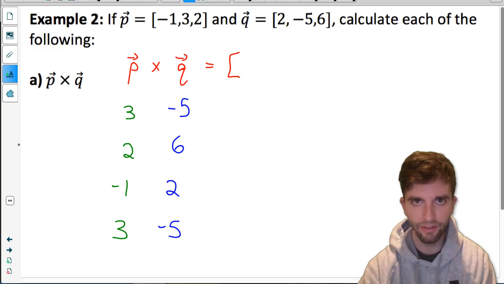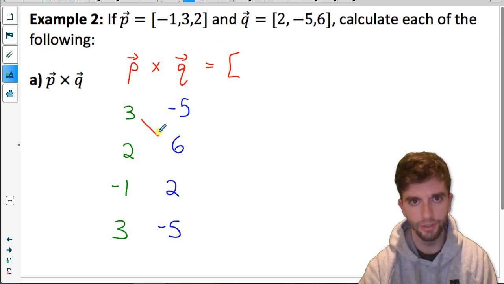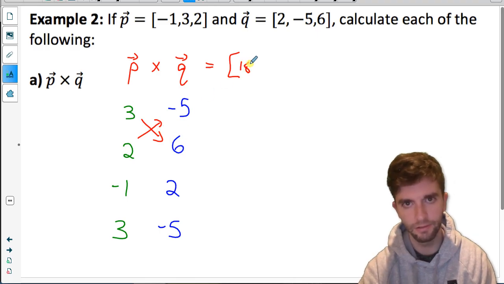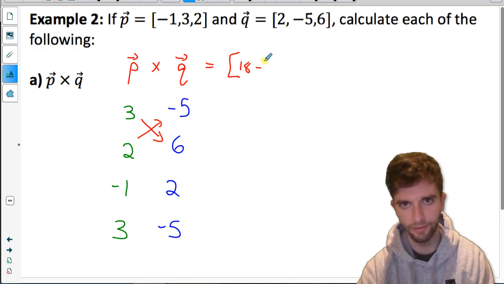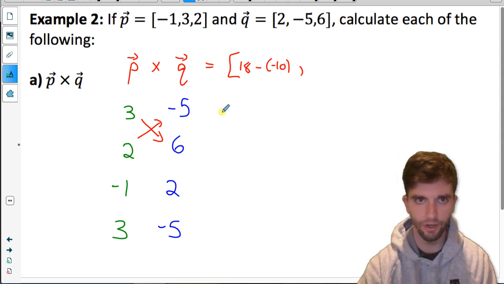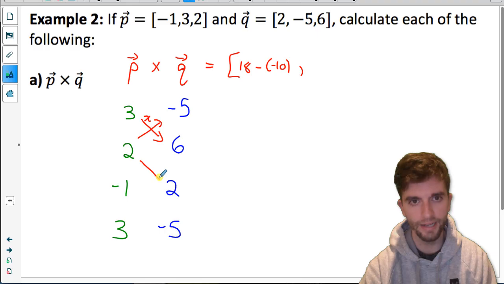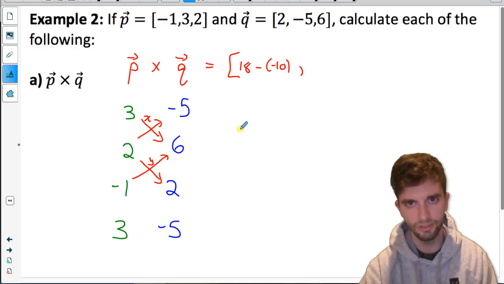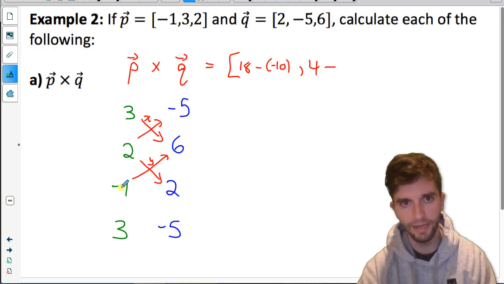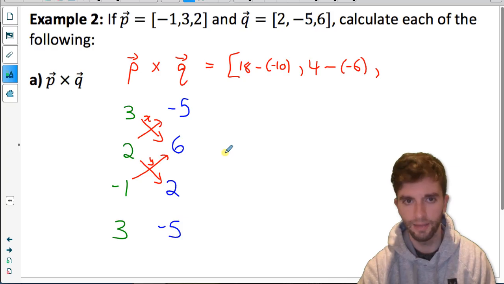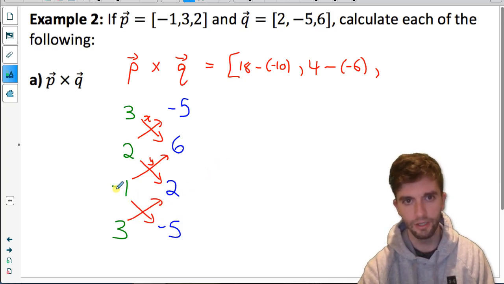And now I can get the x component of the cross product by doing that product minus that product. So 18 minus 2 times -5 is -10. This will give me the x component of the cross product p cross q. Now I can get the y component by doing that product minus that product. So 2 times 2 is 4 minus -1 times 6 is -6. And lastly, I can get the z component of the cross product by doing that product minus that product. So 5 minus 6.